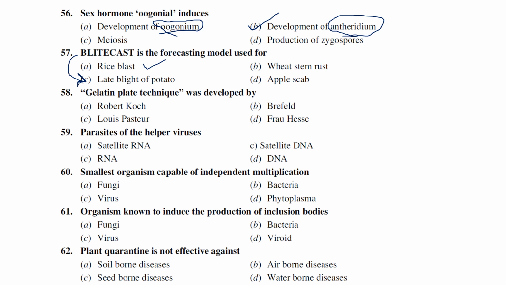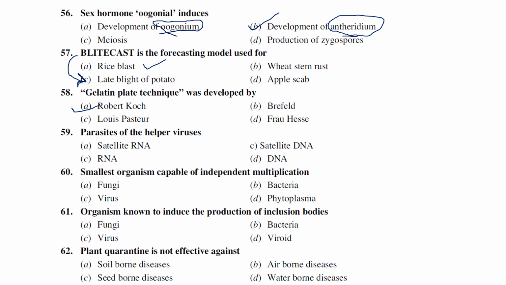Gelatin plate technique was given by Robert Koch. Not only the gelatin plate technique, many other techniques were given by this Robert Koch only: pour plate method, spread plate method, such kinds of things. That was given by Robert Koch only, and this gelatin plate technique is also given by Robert Koch only. That's why Robert Koch is known as the father of microbial techniques.